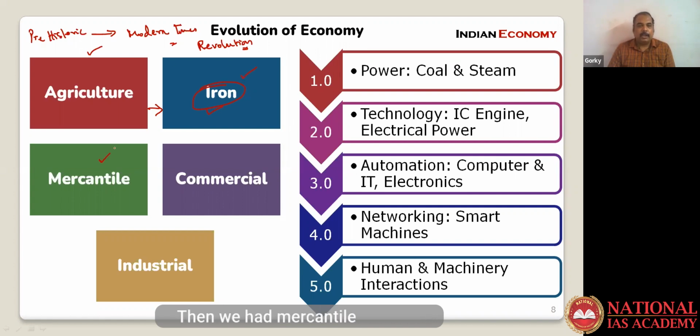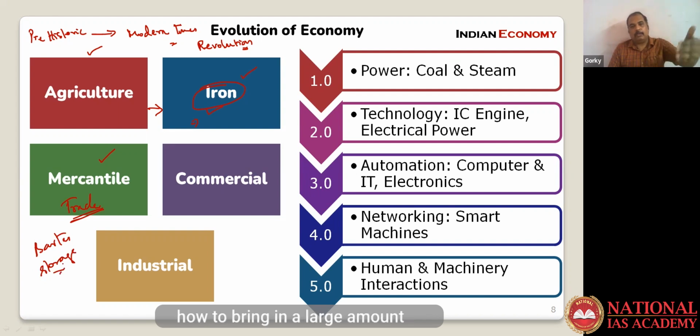Then we had the mercantile revolution, because when iron is there, we can travel from one area to another using bullock carts. So you can have carts, some mode of transport. So we started having the mercantile aspect, that is trade, though it was predominantly barter trade. They started having storage facilities, how to store and bring a large amount of goods from one area to another. All these revolutions happened.